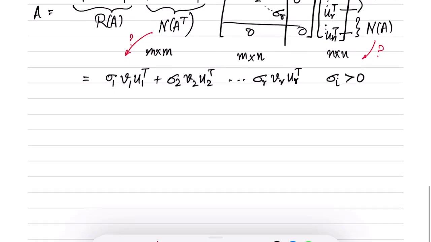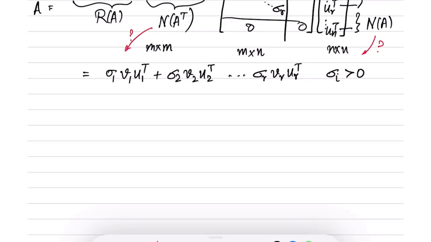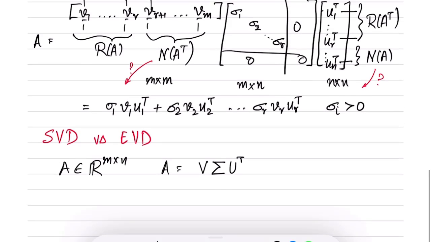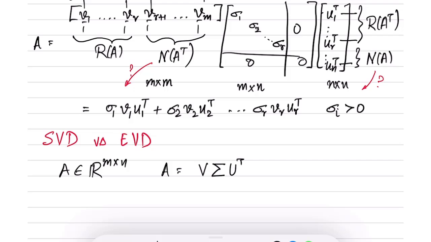Now to conclude, let us see the link between singular value decomposition and eigenvalue decomposition. So what is the link between them? Let us say that there is a matrix A which is m cross n. Let the singular value decomposition of A be given by A is equal to V sigma U transpose. If you look above, V is the first matrix, sigma is the middle matrix, and U transpose is the last one.